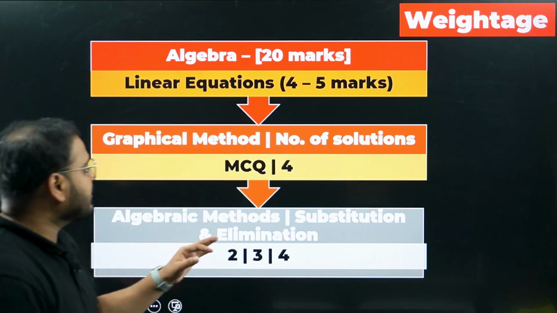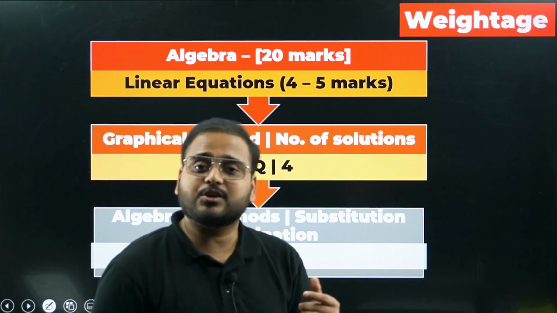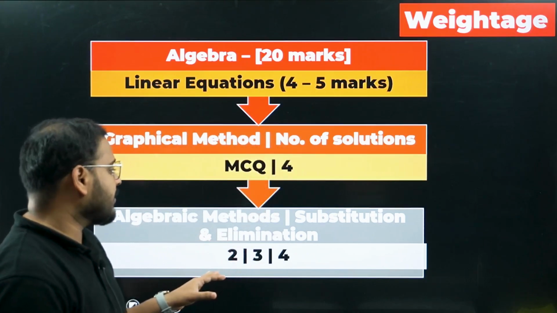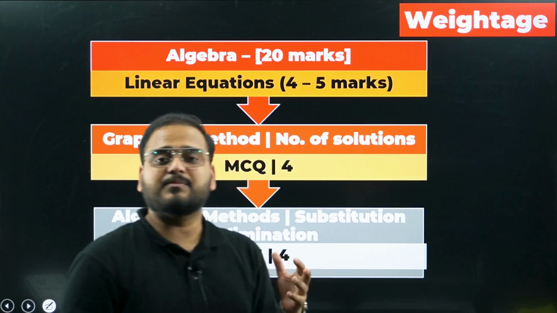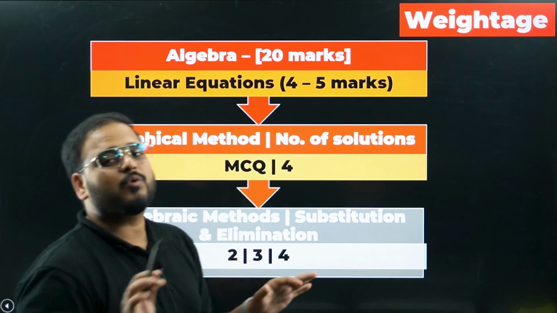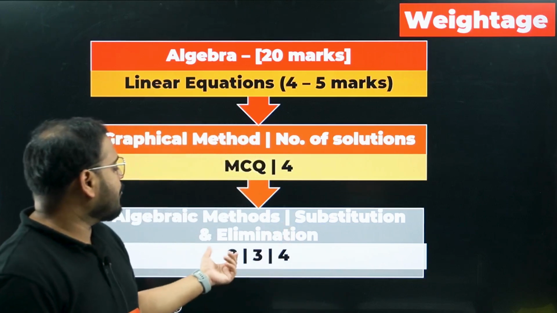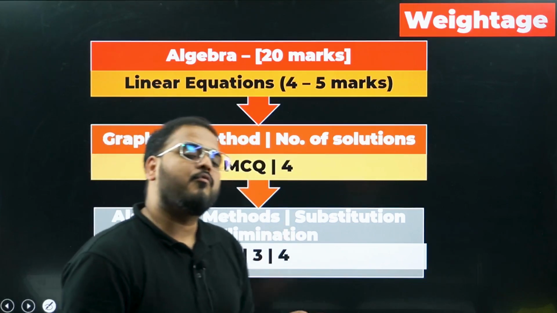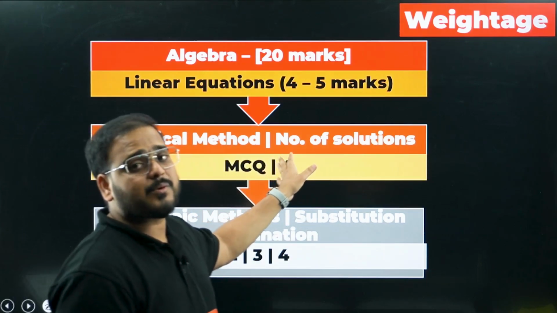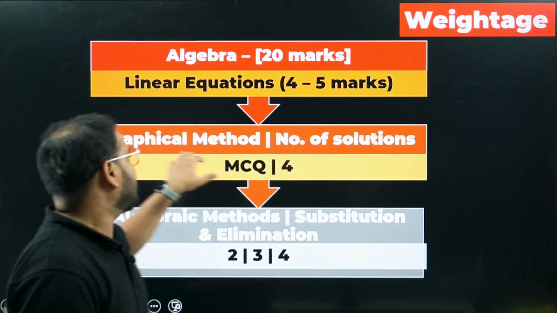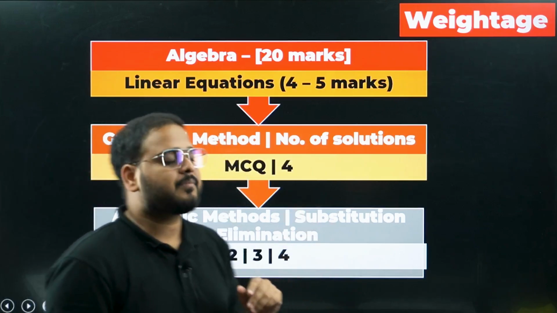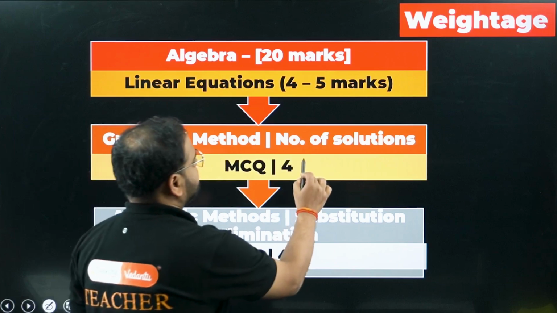Now for the algebraic methods, substitution and elimination, they can ask you word problems, a case study, or a 2 marker also, okay? They don't ask that many MCQs from this algebraic method because it'll be lengthier. So most of the time you can expect 2 marker, 3 marker and 4 marker questions from this category. In the graphical method you can expect an MCQ, or sometimes even a 5 marker question. That is a very unique case, but sometimes it happens, so you can expect that question, okay?